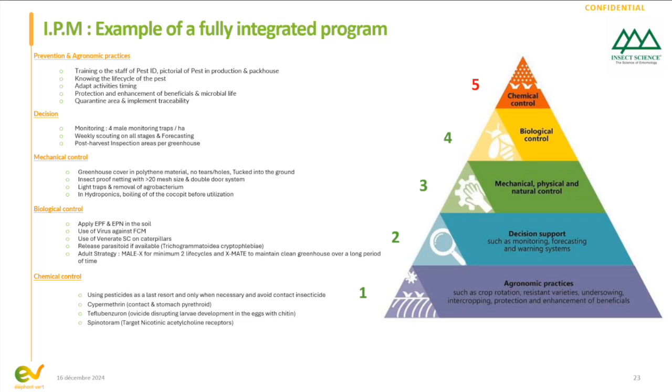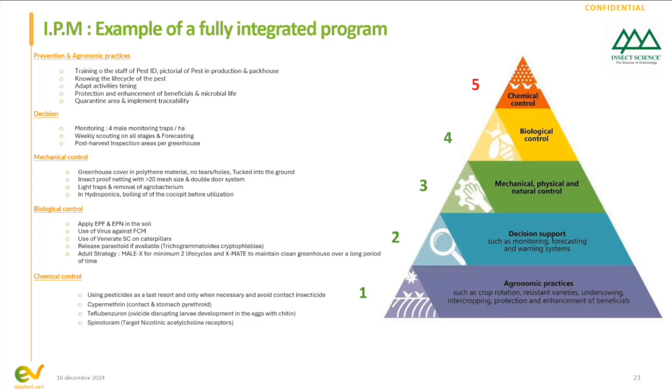We know it's a nocturnal pest, so that is very active from 5 p.m. onwards until midnight. Try to protect your microbial life in the soil, your beneficials. They are also helping you in managing the FCM. And it's always good to have a good quarantine area. So you know when you find an egg, you know exactly from which greenhouse it comes from, and you can have even good traceability.